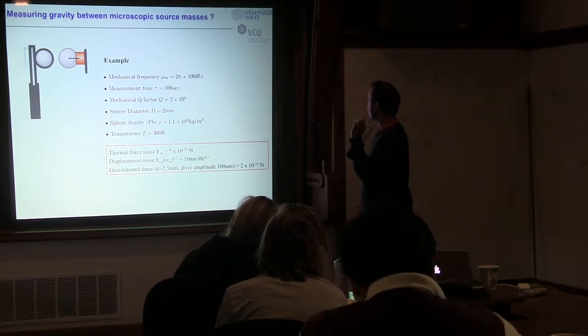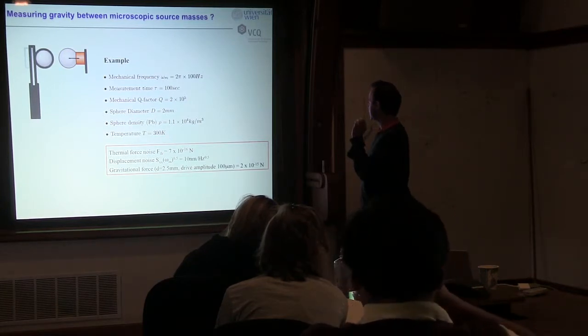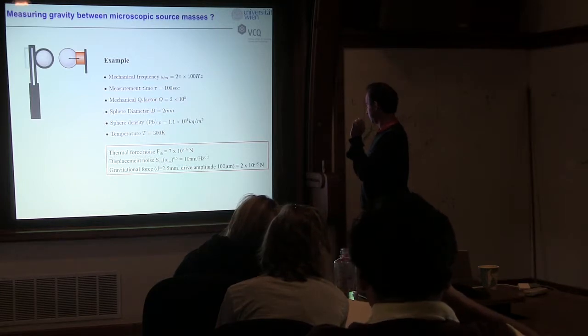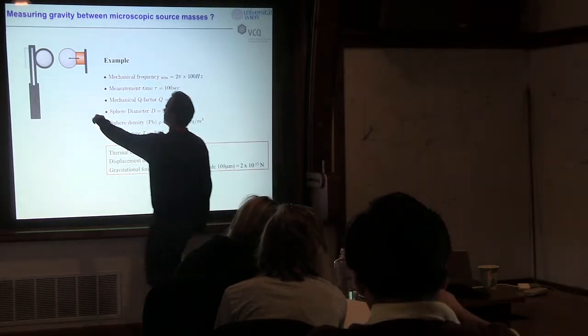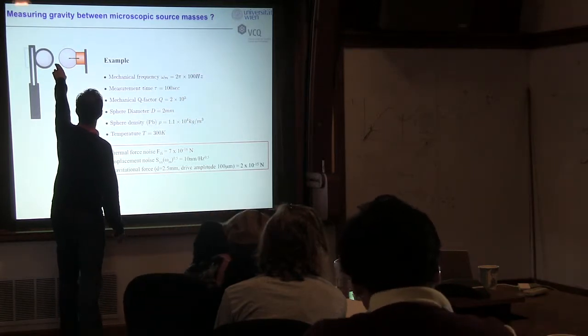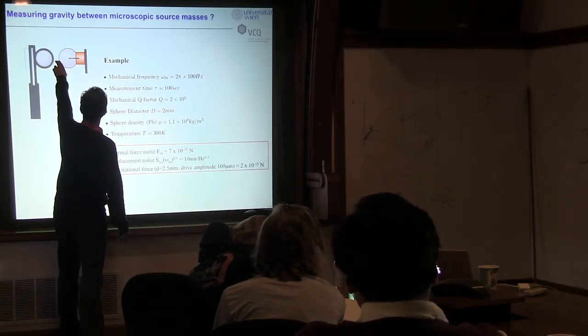What is small d? Where is small d? In the gravitational force. Oh, that's the distance. The distance between, in that case, I think the distance between the surfaces.